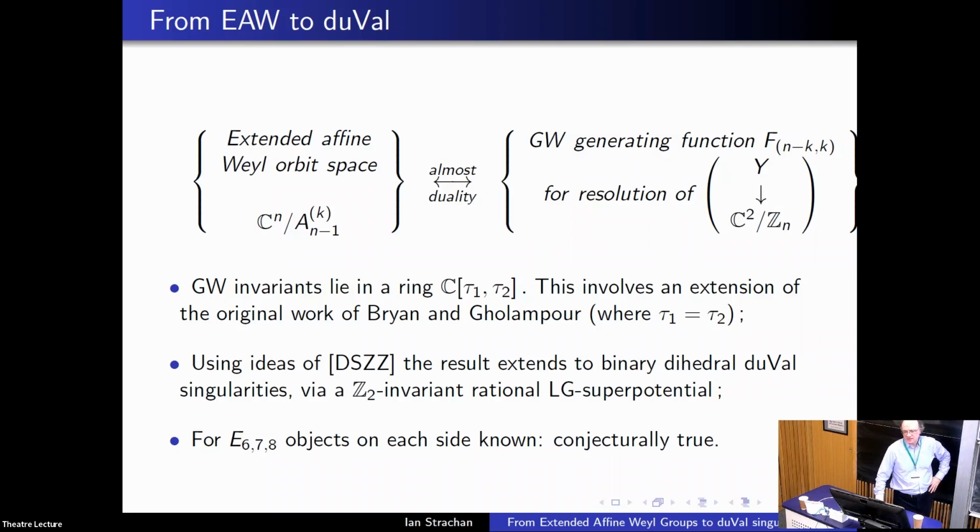But conjecturally, one would complete the picture and connect all the resolutions of Du Val singularities with certain extended affine Weyl orbit spaces, with interesting hyperplane arrangements sitting in the middle.